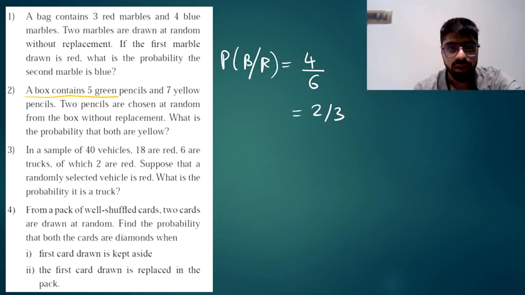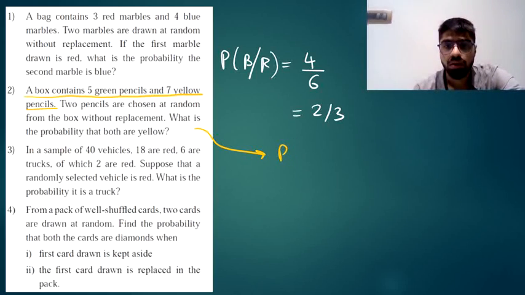A pencil box contains 5 green pencils and 7 yellow pencils. 2 pencils are chosen at random from the box without replacement. What is the probability that both of them are yellow? So if you're selecting 2 pencils, then the total number of selections is going to be how many? 5 and 7, 12 pencils. So 12C2 is the total number of possibilities.